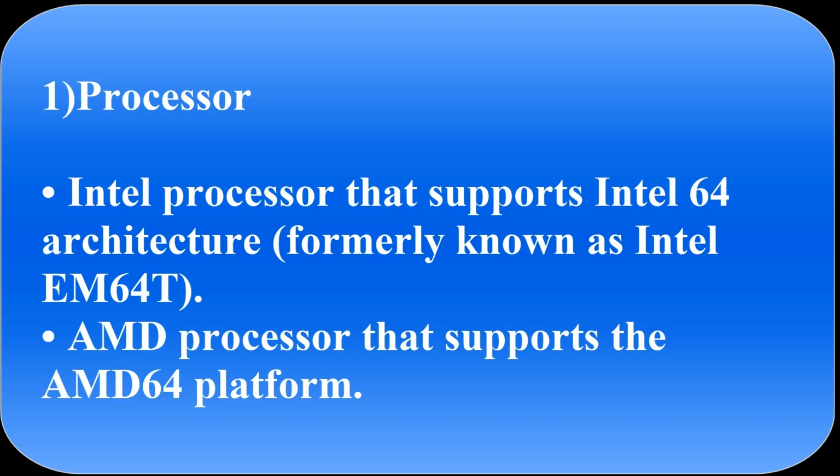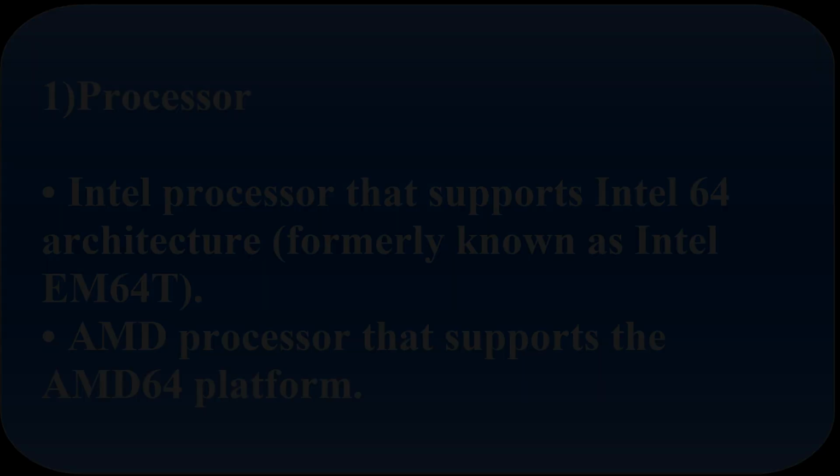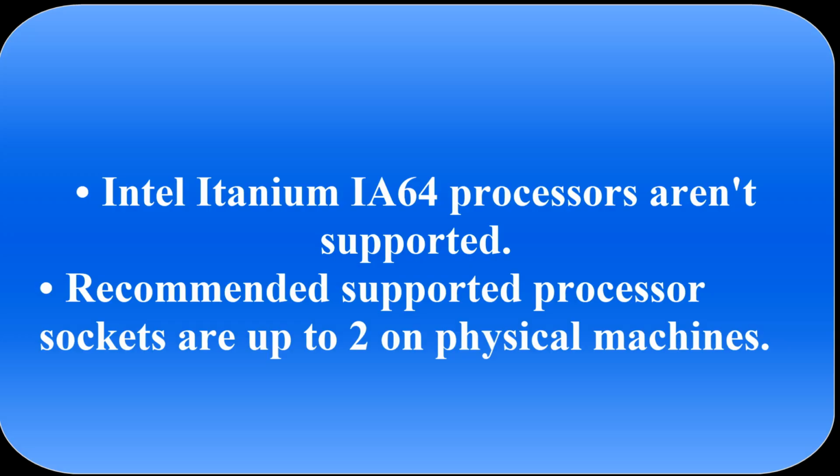First, processors. There are two types of processors that are supported for an Exchange Server deployment. First, Intel processors that support the Intel 64-bit architecture, formerly known as Intel EM64T. And second, AMD processors that support the AMD64 platform. Most important, you should know this and keep this note in mind: Intel Itanium IA64 processors are not supported for Exchange Server deployment.